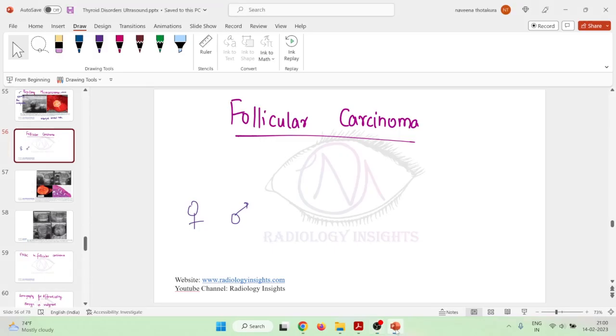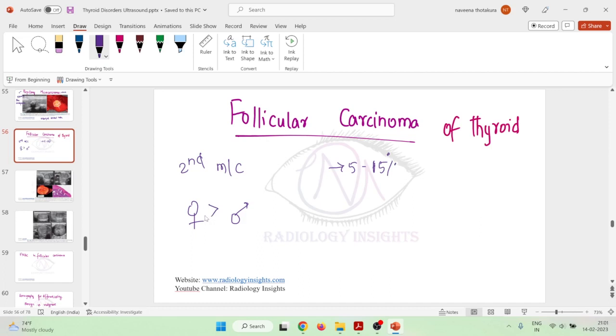Hello friends, let us now learn some important points about follicular carcinoma of thyroid. This follicular carcinoma of thyroid is actually the second most common carcinoma, followed by papillary carcinoma of thyroid. It accounts for around 5 to 15% of cases of thyroid cancer, and it is most commonly seen in females when compared to males.